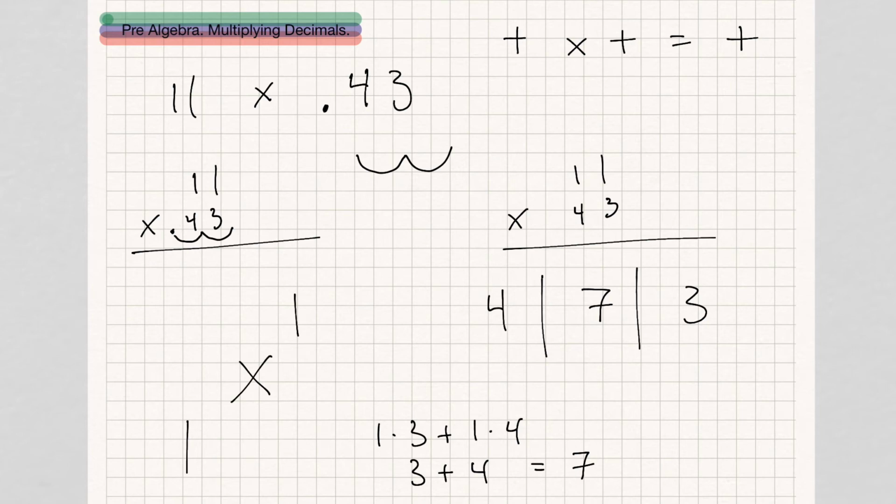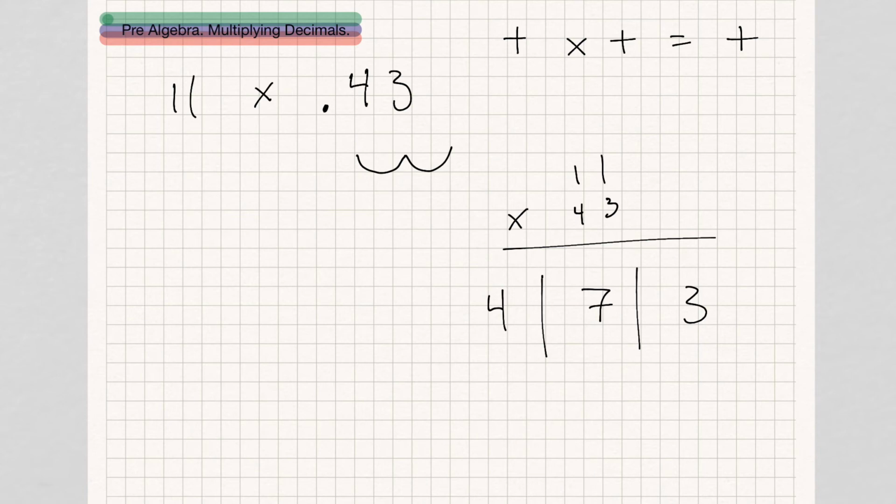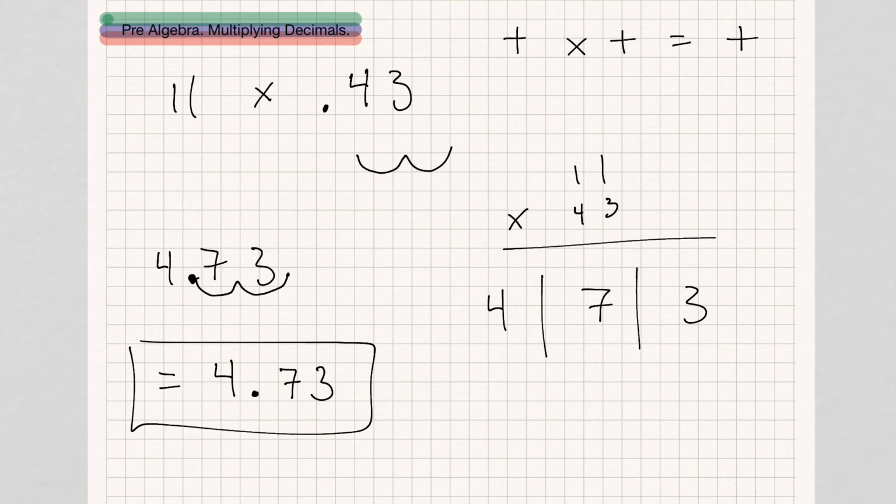So we get our answer here as 473. And then we need to remember that we need to put this decimal in 2 places back in. Starting over here at the right, we go 1, 2. So our answer is 4.73.